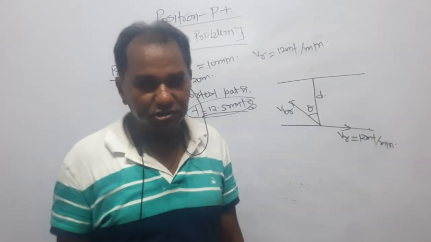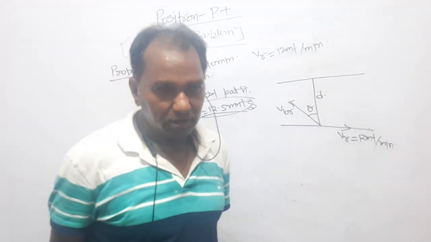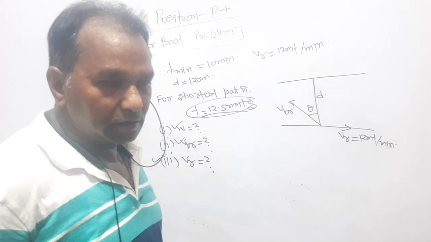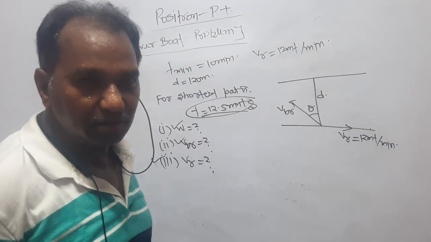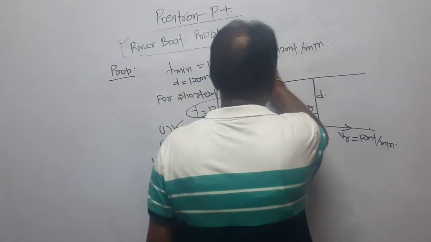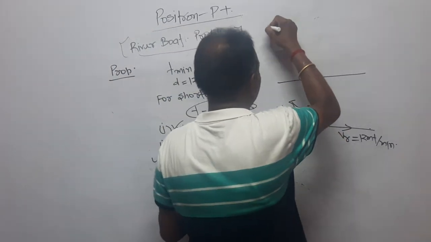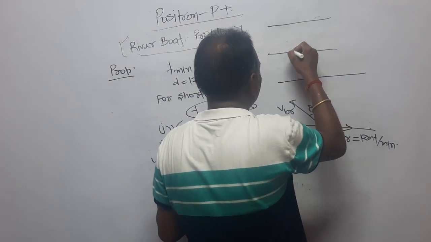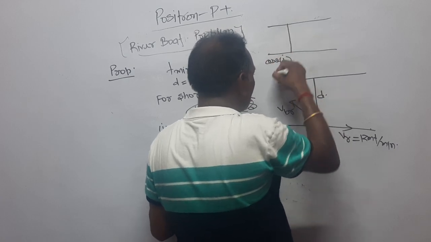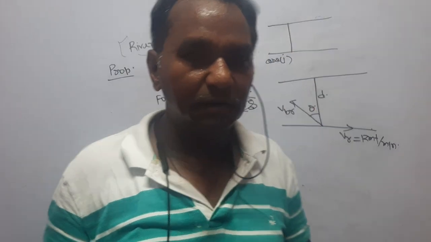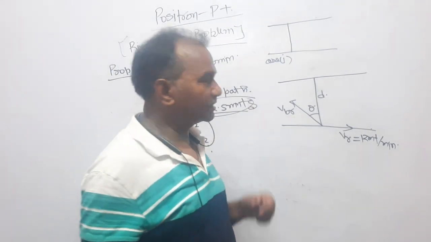In the first condition, we find out that the velocity of the river is 12 meter per minute. That was the condition, look here. In minimum time, it is the first case, you can say. Both the cases will be on the board, so it will be easy for you to understand.